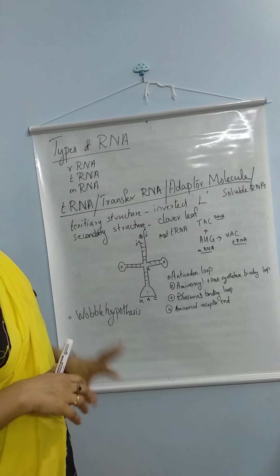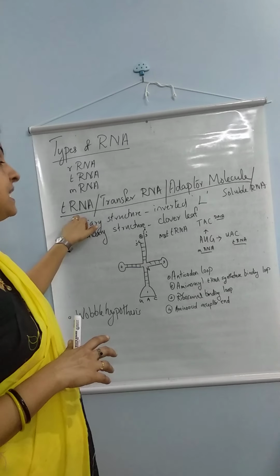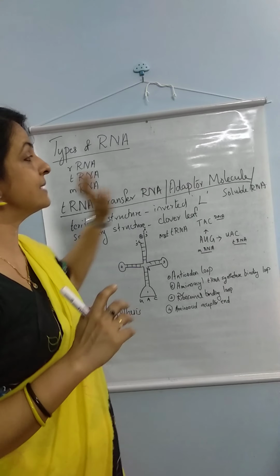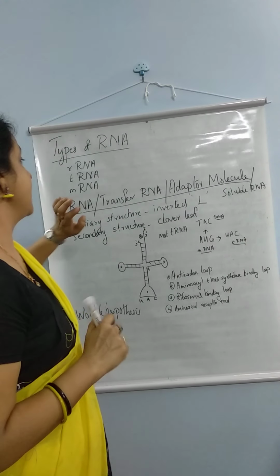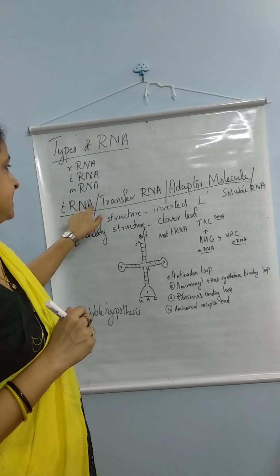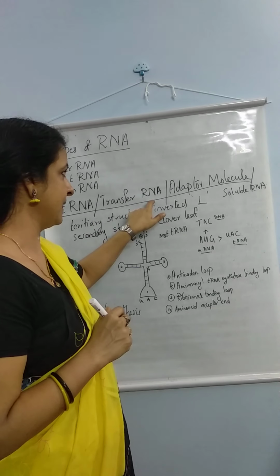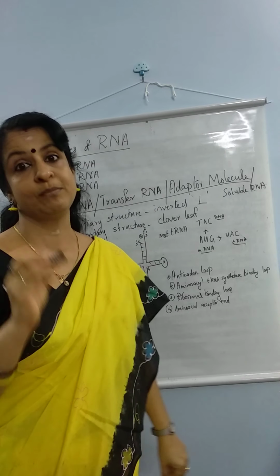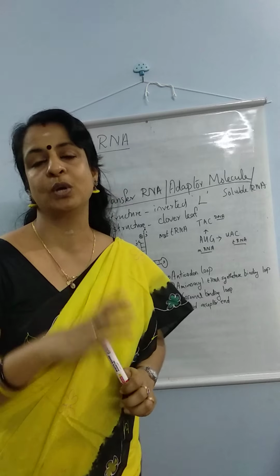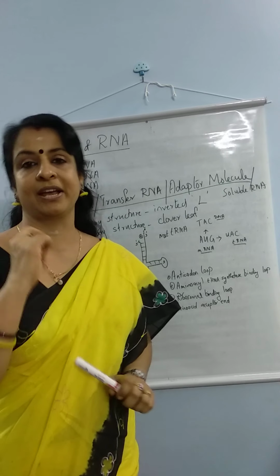Now we are going to study in detail the structure of tRNA, previously known as soluble RNA or sRNA. Its expanded form is transfer RNA. It is also called the adapter molecule. The term adapter molecule was given by Crick.